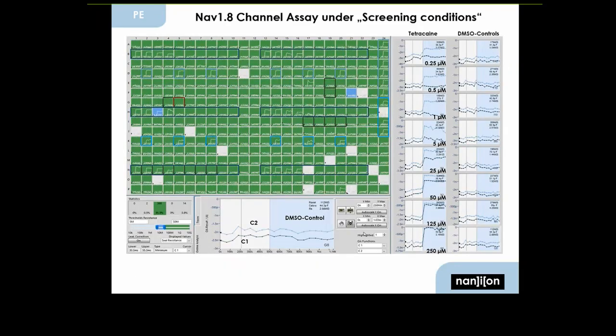So this is how it looked. This is again showing the IT plot with currents from the resting state here in dark blue over time, and also for the inactivated state in light blue. And you can see here the reaction of the cells to the 10-point dose response curves. I've also highlighted on the right side some examples where you can already see at first glance that the two states show different sensitivity to tetracaine.